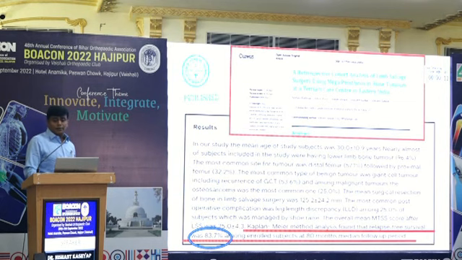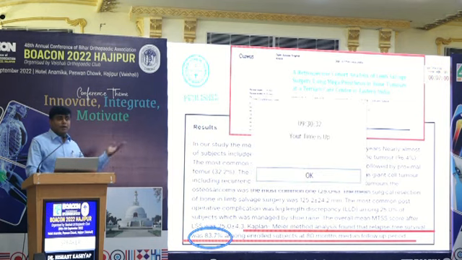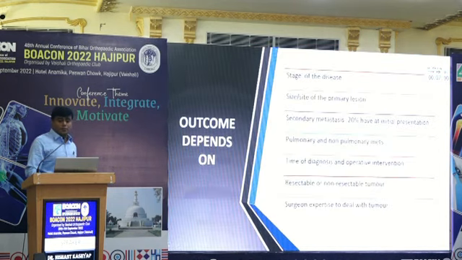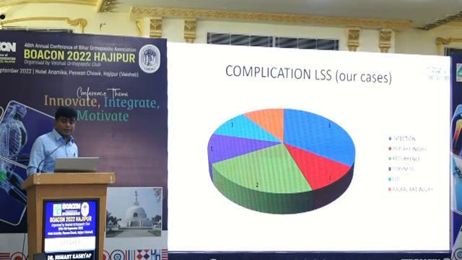Recently, a retrospective cohort analysis of limb salvage surgery using megaprosthesis in bone tumors at a tertiary center of Eastern India. Our relapse-free survival rate is 83.7%, which is comparable to other studies. So, outcome depends on the stage of the disease, size of the tumor, pulmonary and non-pulmonary metastasis, time of diagnosis, resectable or non-resectable tumor, and surgeon expertise.